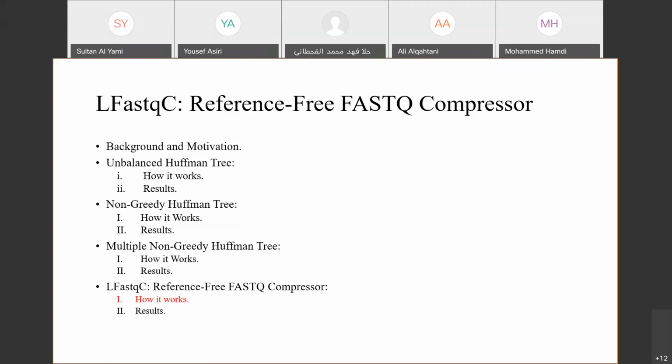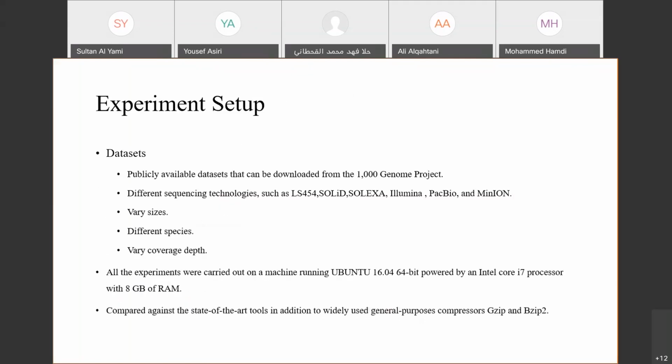Next is how this tool works, and we will start with the experiment setup. In our experiment, we make sure to use public data that is accessible for everyone. We also make sure to use data that has been used previously by others. We also make sure to include different sequencing technologies such as SOLiD, Solexa, Illumina, PacBio, and MinION. And the datasets we have vary in sizes and coverage depth and are from different species. We use a machine running Ubuntu 64 bits, with an i7 and 8 GB of RAM. We compare against the state-of-the-art tools in addition to gzip and bzip2.